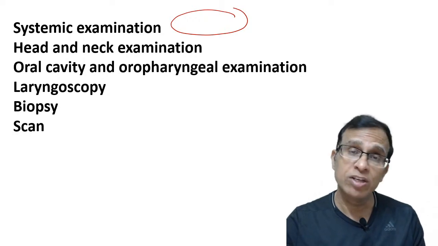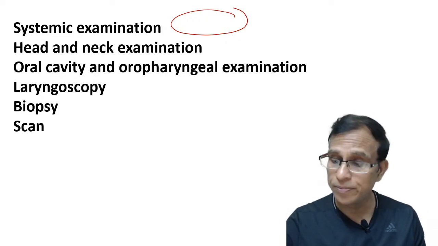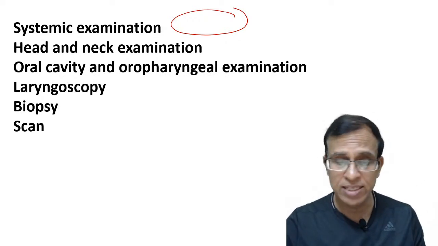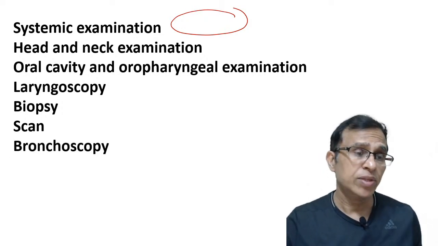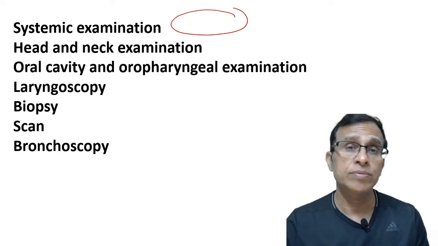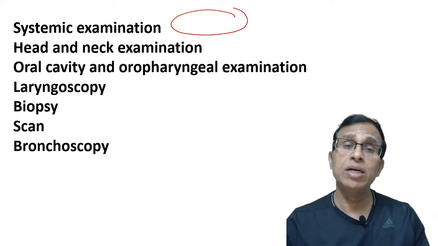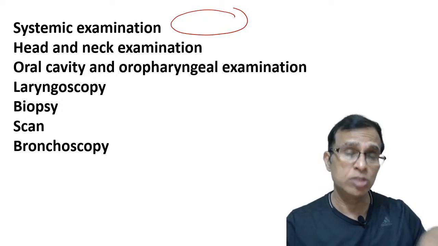Then scans are very commonly done, CT scan, MRI. If you suspect a malignancy, you may also advise a PET scan. So various types of scans can be advised. Then if you feel that the deeper part of the airway may be involved, like in laryngeal papilloma. Laryngeal papilloma is called multiple papilloma. So along with the larynx, papillomas may be seen in the bronchus also.